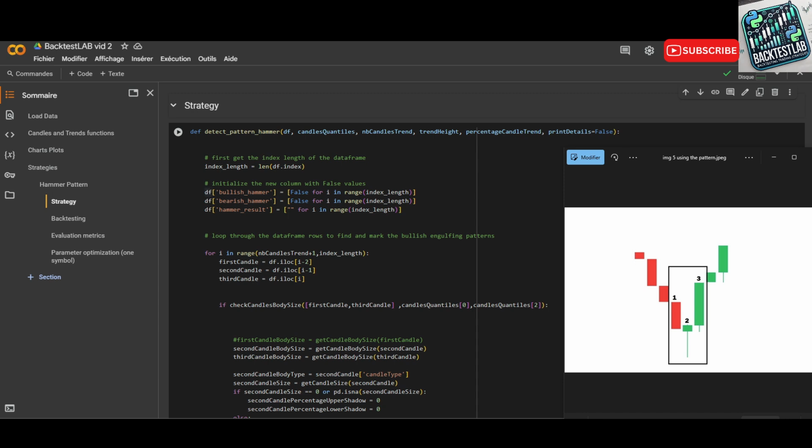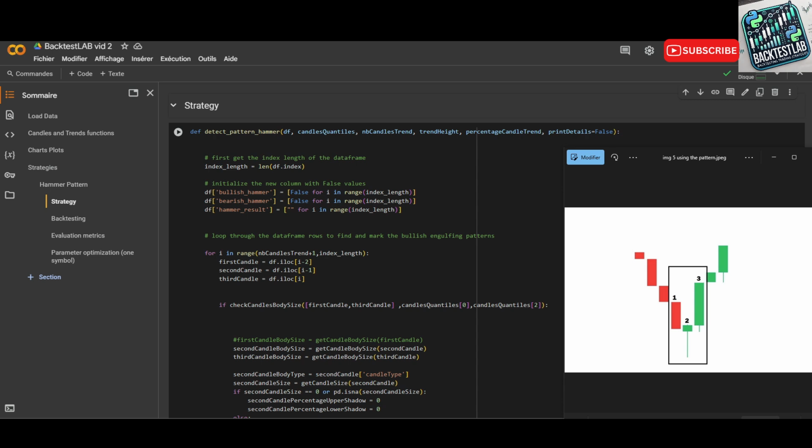We want to label each candle with bullish hammer equal to false, bearish hammer equal to false, and we also put a label that is empty where we will store the results. So if we find, for example, a candle that is a bullish hammer, I mean the second one, this candle, for example, we will change its label to true for bullish hammer.